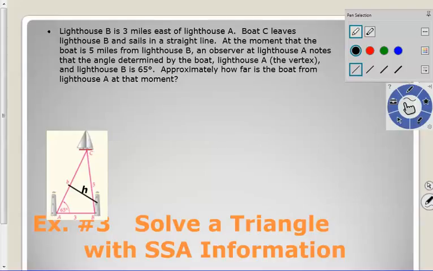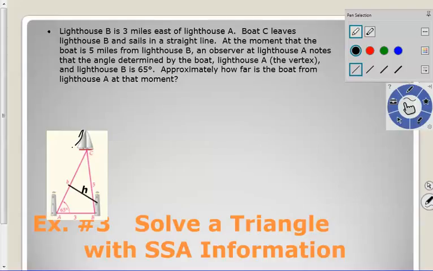All right, if we look at this, I'm going to move this up a little bit. Lighthouse B is 3 miles east of Lighthouse A. Boat C leaves Lighthouse B and sails in a straight line. At that moment, the boat is 5 miles from Lighthouse B. An observer at Lighthouse A notices the angle determined by the boat, Lighthouse A, which is the vertex, and Lighthouse B is 65 degrees. Approximately how far is the boat from Lighthouse A at the moment?